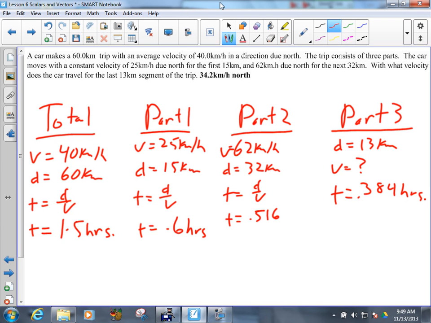Can I find v if I know d and t? Yes. So v equals d over t, 13 over 0.384, and that should give us our 34.2 kilometers per hour. All right. So it's basically just a question that I put together to make you do as many v equals d over t calculations as possible in one question.